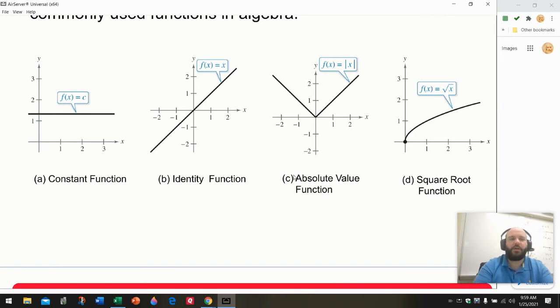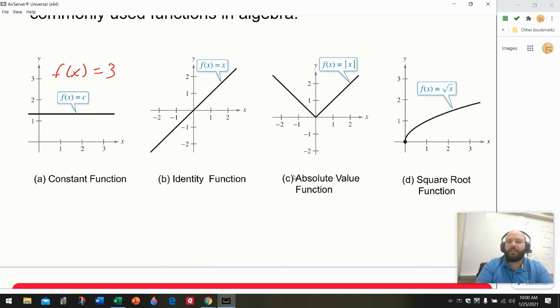So this first one is called the constant function. An example of this would be f of x equals, let's say, 3. So it doesn't matter what the x input is, the output would always be 3. That's going to be simply a horizontal line across. It's one of the basic types of functions that we can have.